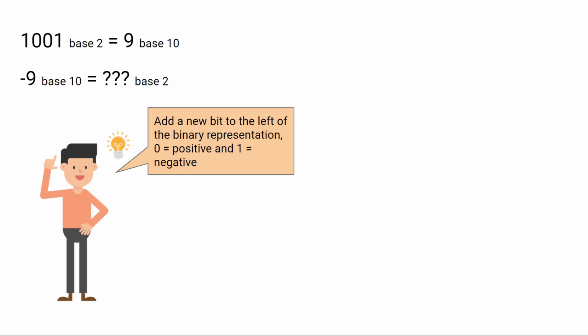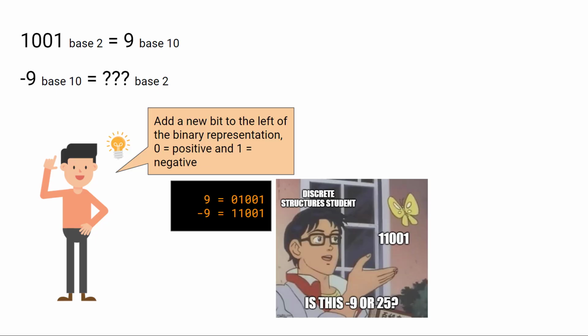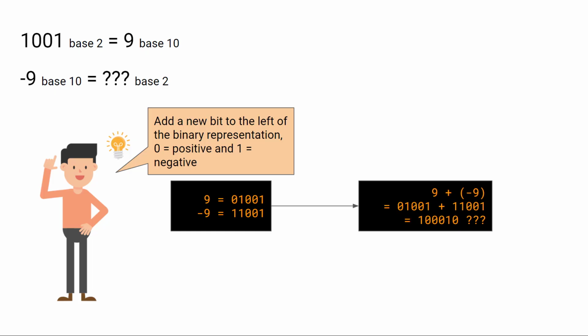For example, we could take 1001 and make it 01001 if we mean positive 9 and 11001 if we mean negative 9. Now that would certainly distinguish 9 from negative 9, but first of all, it would make negative 9 indistinguishable from 25 in binary. And even worse, it would mess up the way we do arithmetic, because if we added these two together, we were supposed to get 0, but instead we get this, which is definitely not 0.